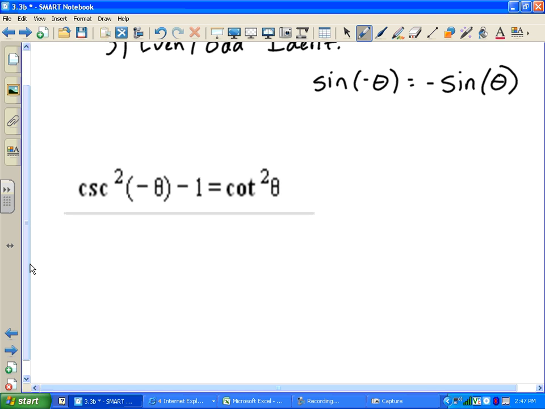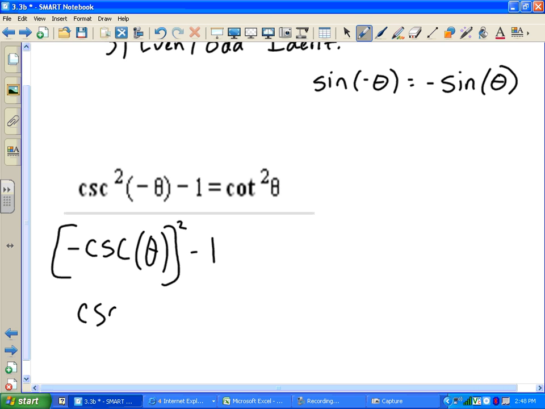And so this would just give me negative cosecant of theta, but then this would be squared though. And so if I squared that, then that would just make that positive. So that would just be cosecant squared theta minus 1. And you probably realize, well, hey, that's probably going to be a Pythagorean identity at that point.